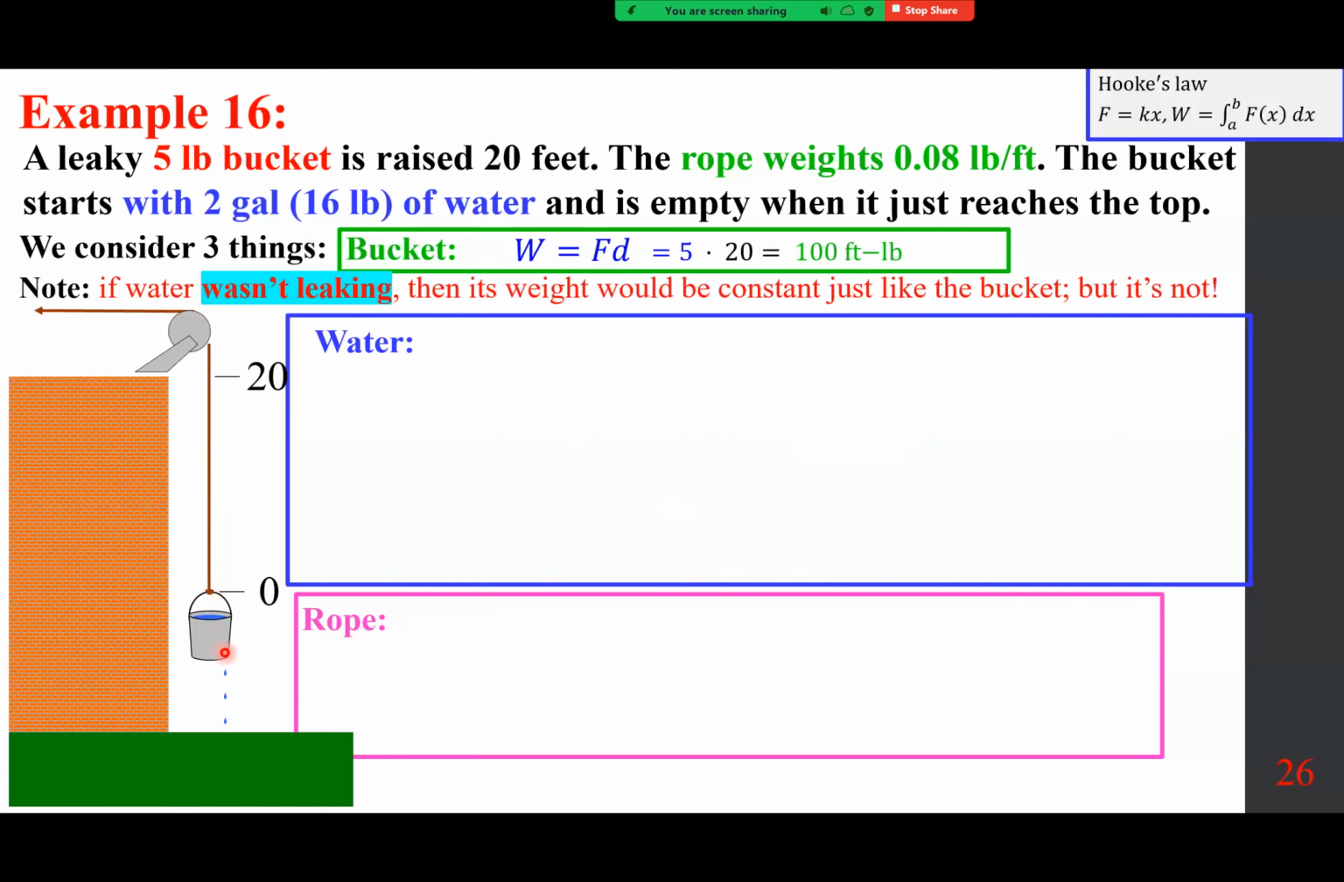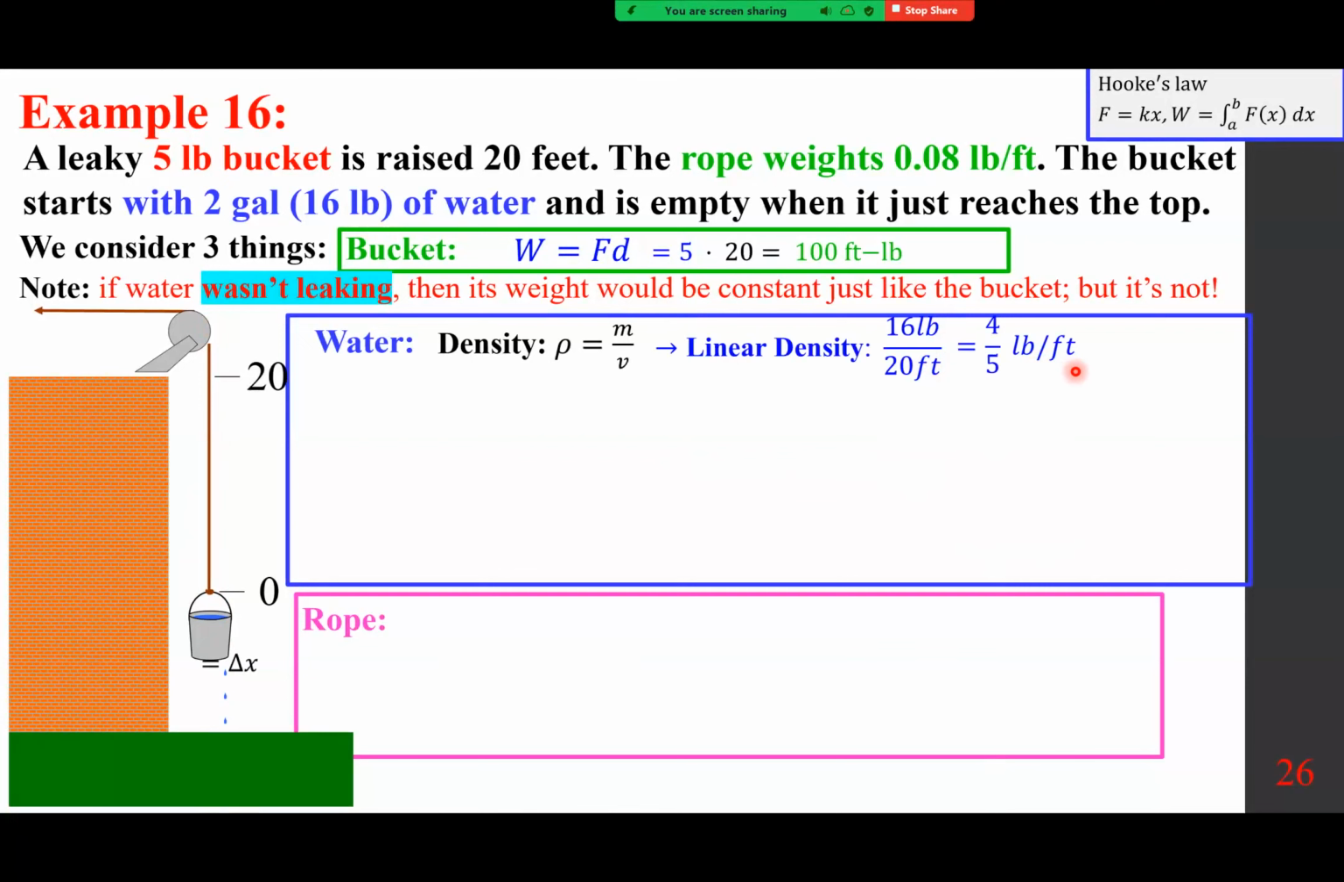If the water was not leaking, it would follow exactly the same thing as this one: whatever the weight of the water times 20 feet. But it is leaking, which means the amount of water, and therefore the weight of the water, varies as we go up until it becomes 0 at the top here. So again, the density, rho, is m over v. The linear density is 16 pounds per 20 foot, because the water weighs 16 pounds per 20 foot. That means 4/5 of a pound per foot.